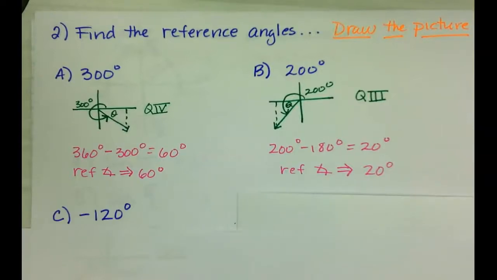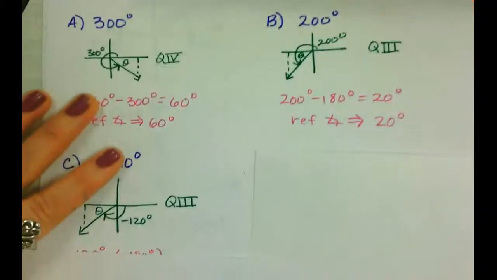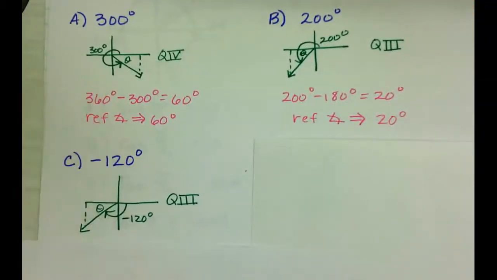Letter C is negative 120 degrees. Negative, remember, means we're going clockwise, not counterclockwise. And we need to know where that's going to be. I know it's going to be a little bit bigger than 90 degrees, but less than 180. And I am starting at 0 and working clockwise. So when I graph that, that's going to be in the 3rd quadrant.